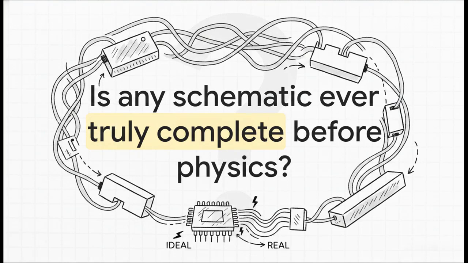Which leaves us with this final thought to chew on for this explainer. If every single physical wire you draw fundamentally alters the electrical truth of a design, is your schematic ever actually complete before physics has its say?